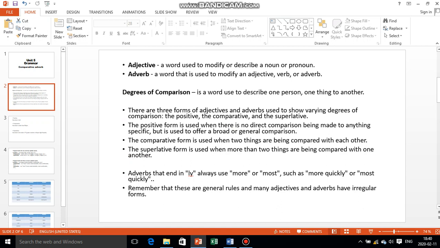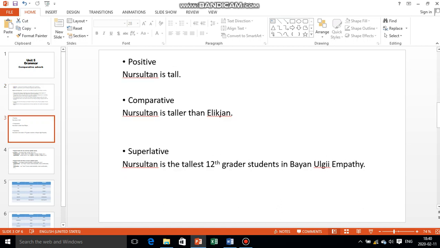Now let's go to comparative form. Comparative form is used when two things are being compared to each other. So in comparative form, you are describing one person to another one person. There are only two persons or things involved. Just like for example, here, comparative. Nur Sultan is taller than Elikjan. So you are comparing Nur Sultan to Elikjan. There are two persons involved, so that is comparative. You are comparing one person or one thing to another one person or one thing.